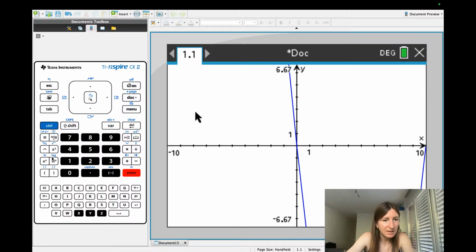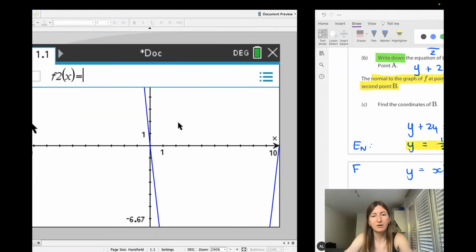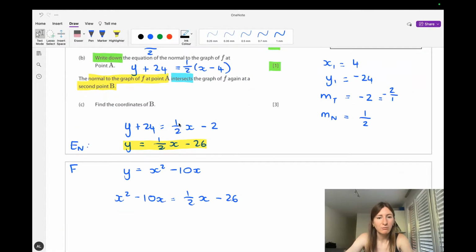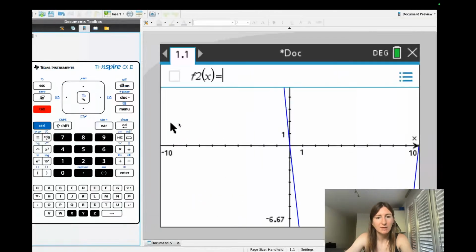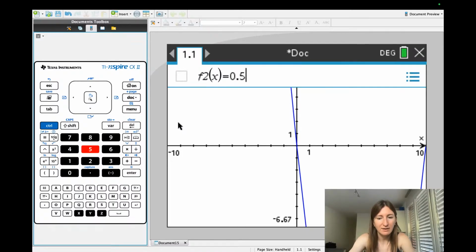Then let's go tab to add another one. We can figure out our screen view later. Where's tab? There we go, for our next one. So now we want half x minus 26. So 0.5x minus 26.